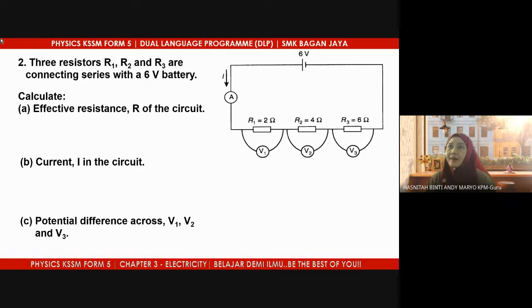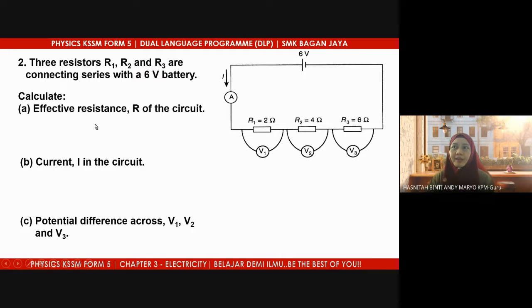All right. Okay, so 3 resistors, we have R1 here, 2 ohm, R2, 4 ohm, and R3, 6 ohm, connected in series. They are connected in series with a battery supply of 6 volt, the potential difference. And this is the current flow in the circuit. It flows through the emitter, flows through R1, R2, R3, and flows throughout the circuit. V1 is connected in parallel with R1, V2 connected in parallel with the second resistor, and V3 connected in parallel to the third resistor.